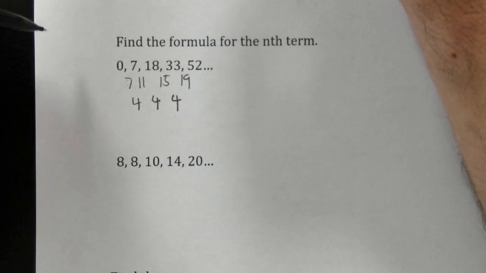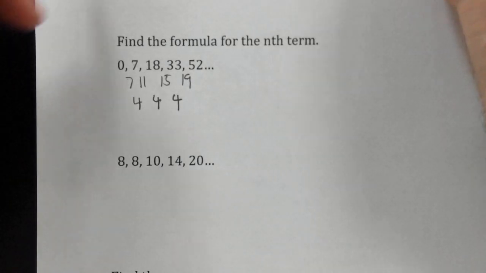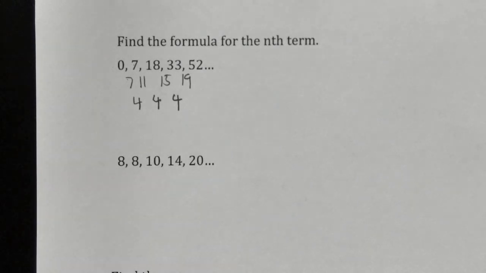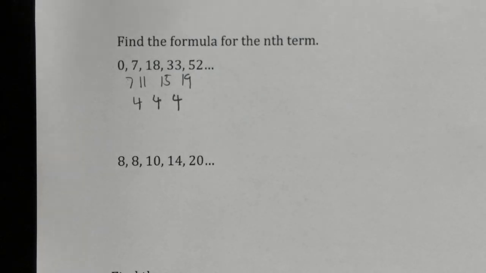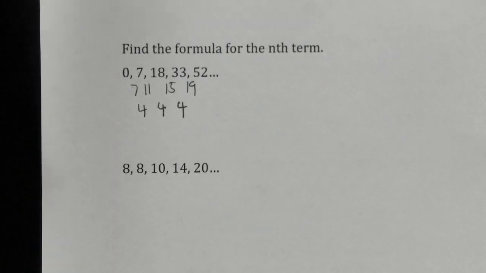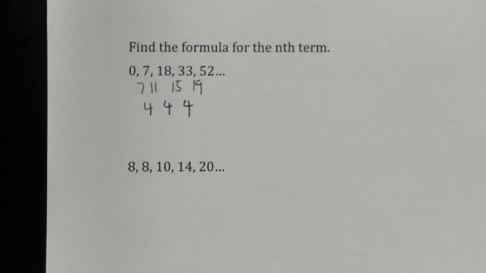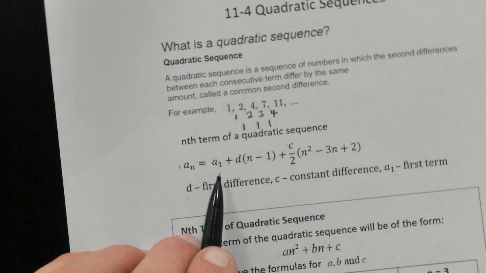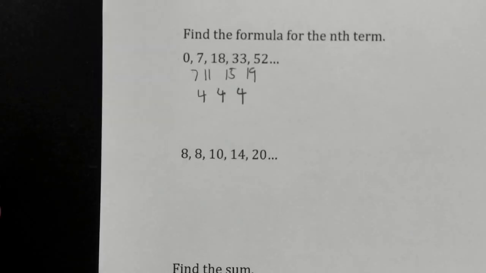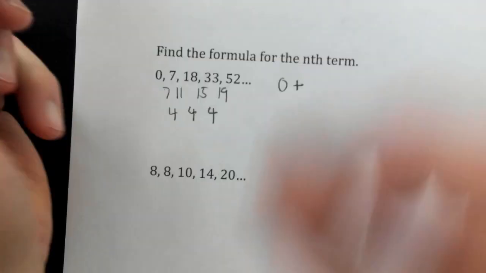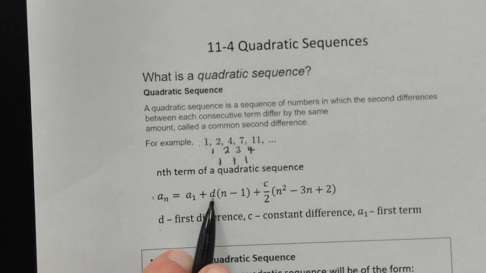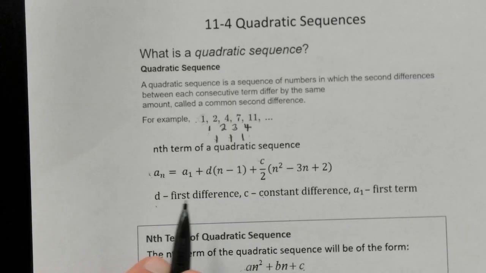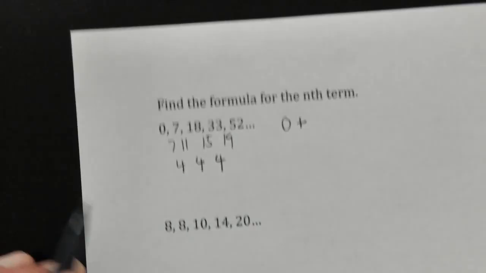All right, so if it's quadratic, then we know that we have two methods that we can use to find the formula. The first method would be to go back to that formula. So when we plug into the formula, for my formula, the first number is the first term. What's the first term? Well, the first term is 0. Then it's going to be plus d. What's the value for d? d is the first difference. Well, the first difference is 7, so that's going to be 7.